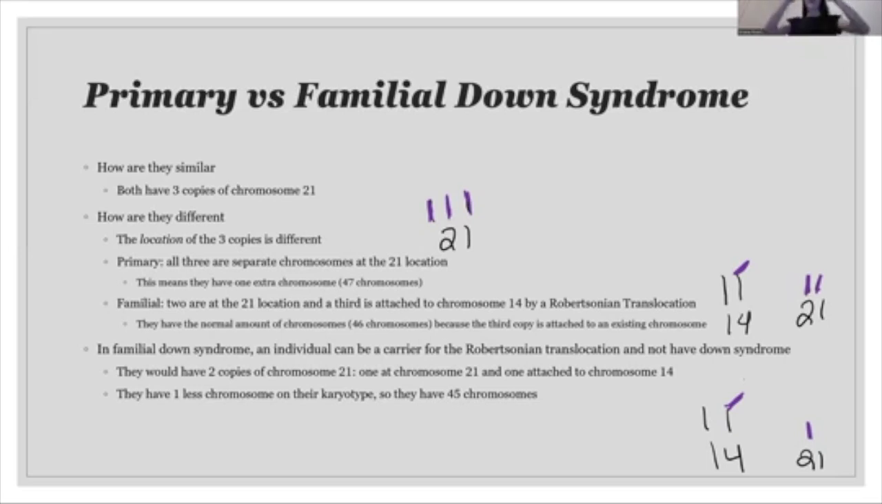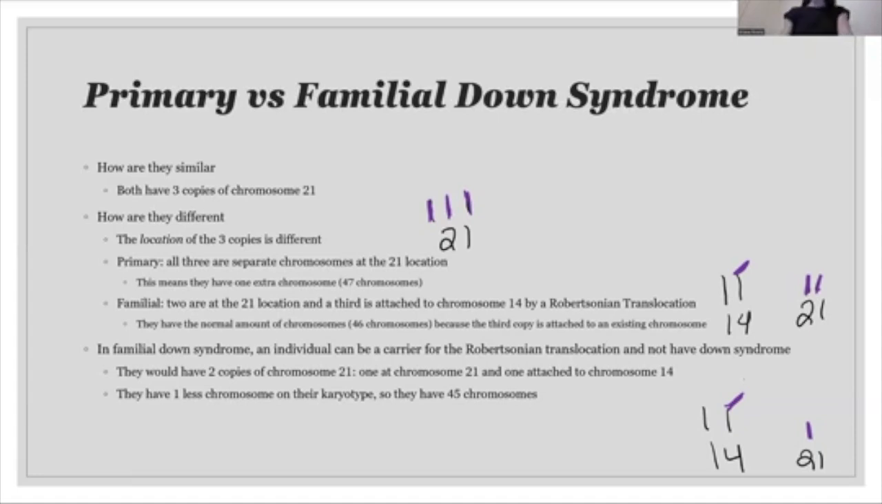So now think about what a karyotype for this individual would look like, and if we were to count everything up, you would count 45 chromosomes here. So this individual would look like they were monosomic. And keep in mind that here, monosomic means -1 chromosome, but that chromosome isn't actually missing. It was just added onto another chromosome. So we didn't actually lose any information, and that's why this individual would appear phenotypically normal.